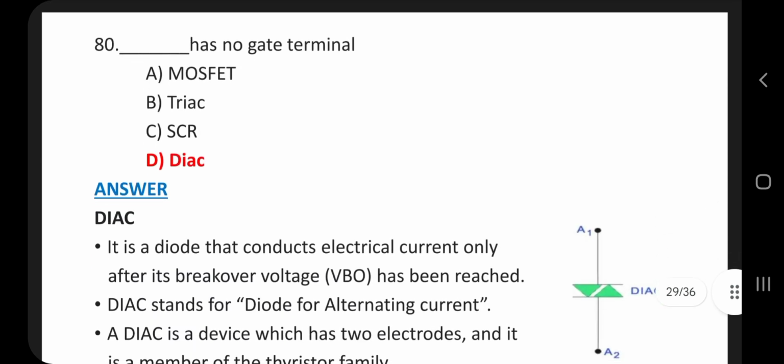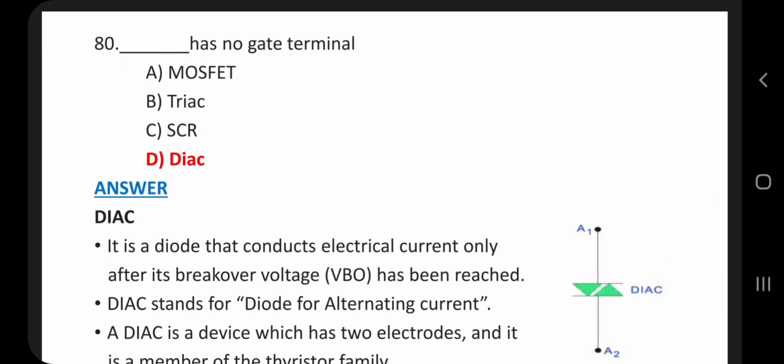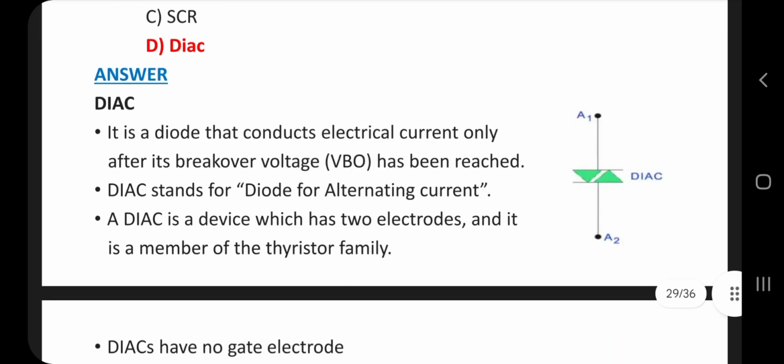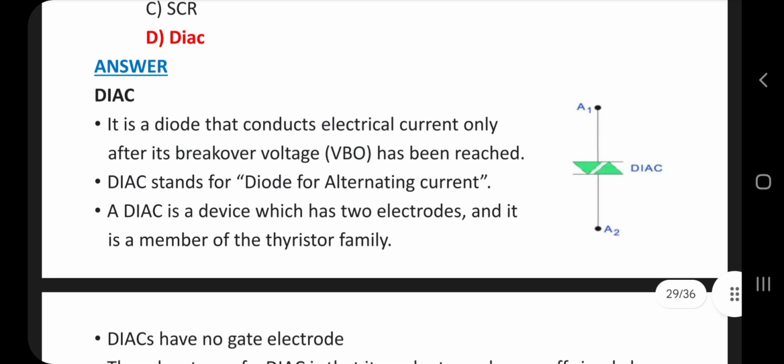The last question of this video is the 80th one. Dash has no gate terminal. Answer is option D, diac. What is a diac? It is a diode that conducts electrical current only after its breakover voltage VBO has been reached. This is a symbol of diac. Diac stands for diode for alternating current.